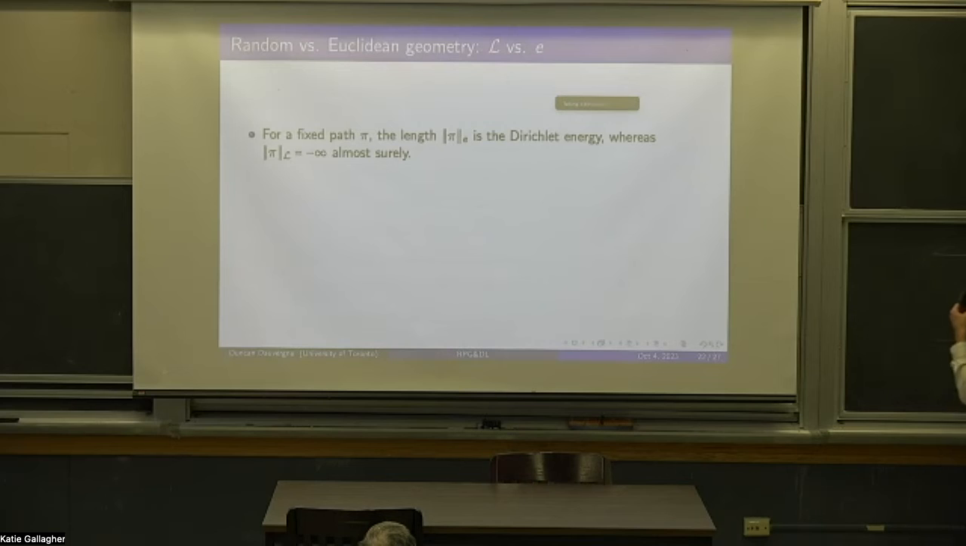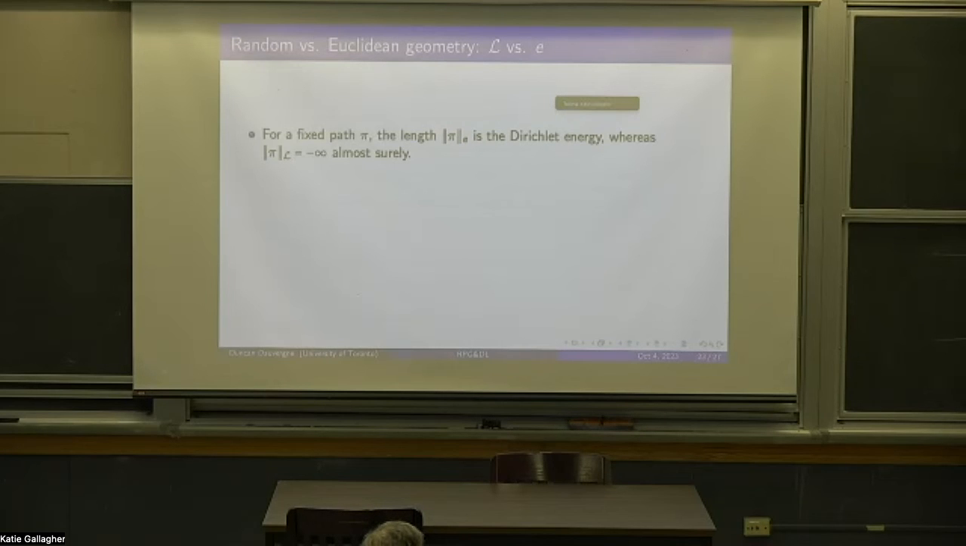Okay, now things get more different when you start to think about paths. So let's think about paths a little bit. Say I give you a fixed path pi. In this Euclidean version, the length of pi is just a Dirichlet energy. We can similarly define its length in the directed landscape. We do the exact same thing we did in the Euclidean setting: I have my start point and my end point, and I approximate the length by summing up the distance on finer and finer curves.